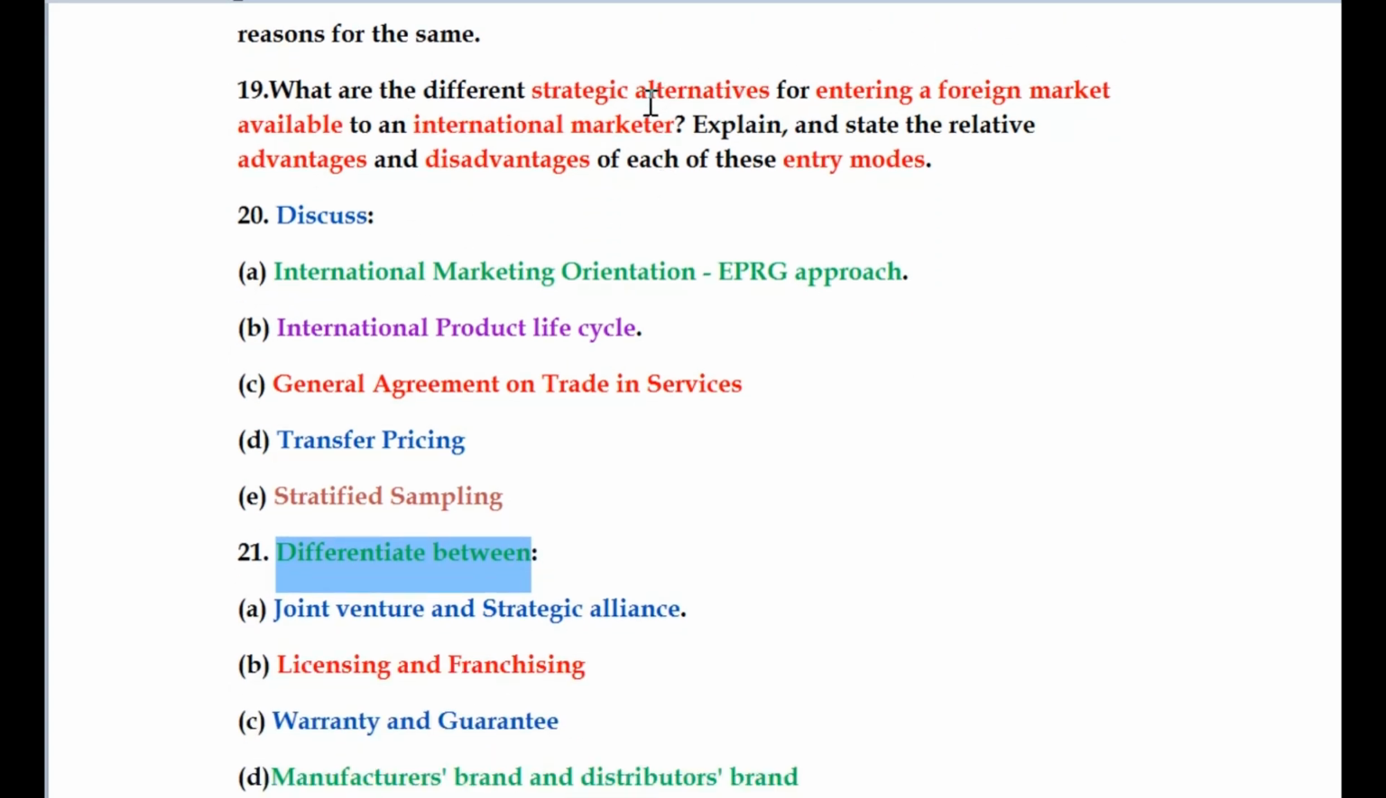And the next question is on strategic alternatives for entering a foreign market available to an international marketer. Explain and state the relative advantages and disadvantages of each of these entry modes.